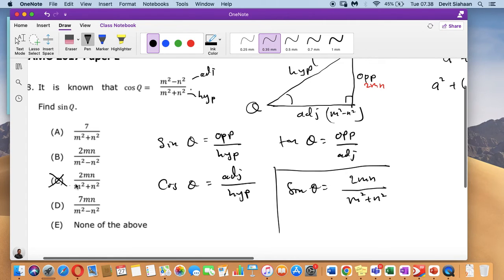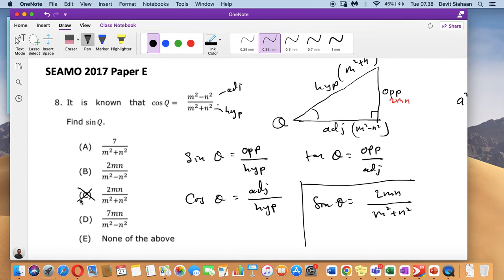So this is a combination of trigonometry and algebra, quadratics and algebraic identities.